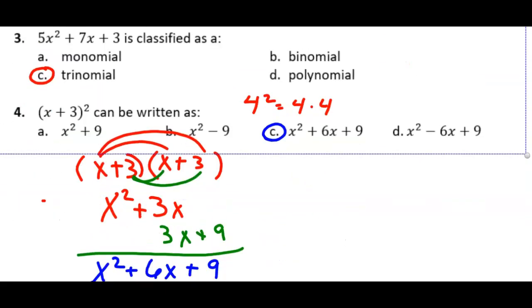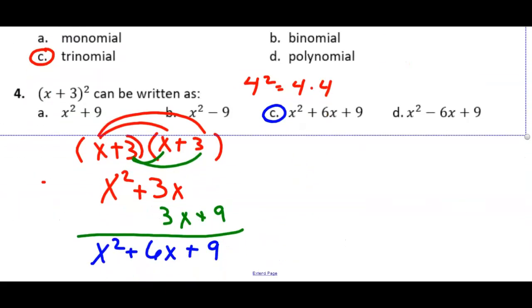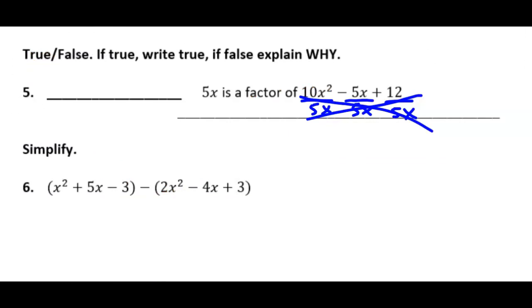We can use this. So 5x is not a factor because I can't divide 12 by 5x. This is false. So what would you write on the line? Can't divide 12 by 5x, or can't divide all of them by 5x. Something like that.